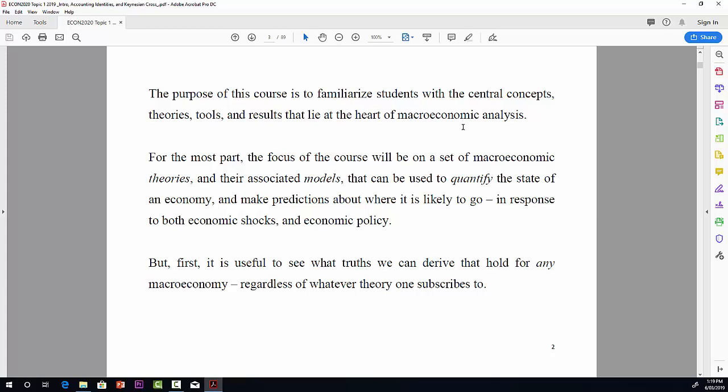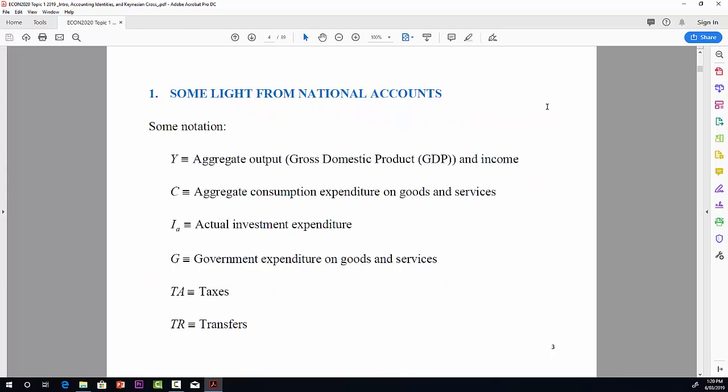But first of all, before we get into the theory, it's useful to look at some truths that we can get for any macroeconomy, regardless of what theory you actually believe. What I mean by that is the national accounting identities, which I believe everybody here has seen before in their first course in macroeconomics. I don't want to go too deeply into national accounts, but I just want to point out one or two things that are interesting from the national accounts.